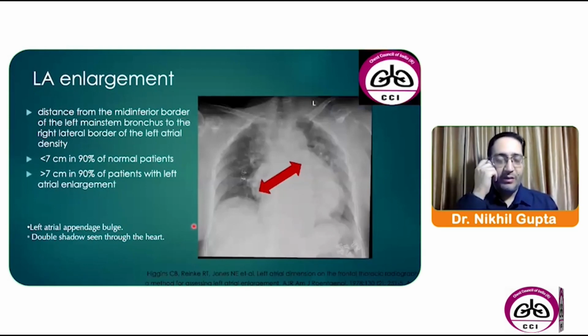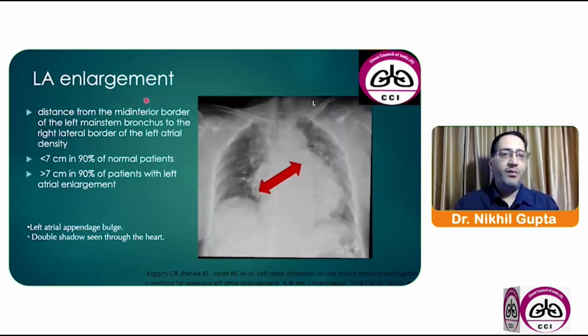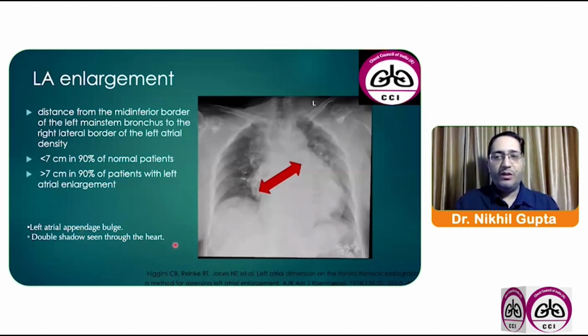In left atrial enlargement, the distance between the mid-inferior border of the left mainstem bronchus to the right lateral border of the left atrial density is less than 7 centimeters in a normal patient and more than 7 centimeters in left atrial enlargement. Also, there is a left atrial appendage bulge and a double shadow is seen through the heart.